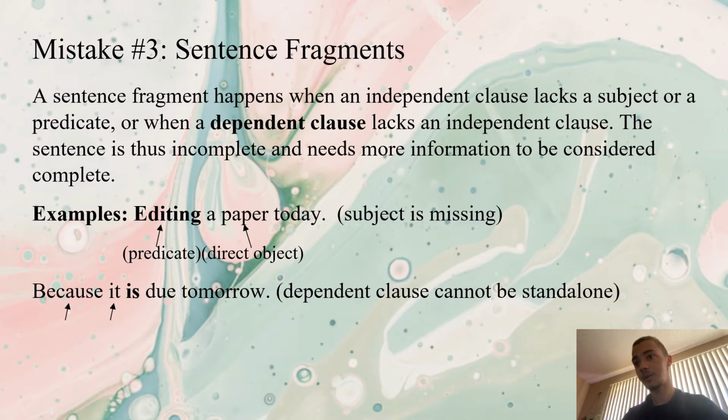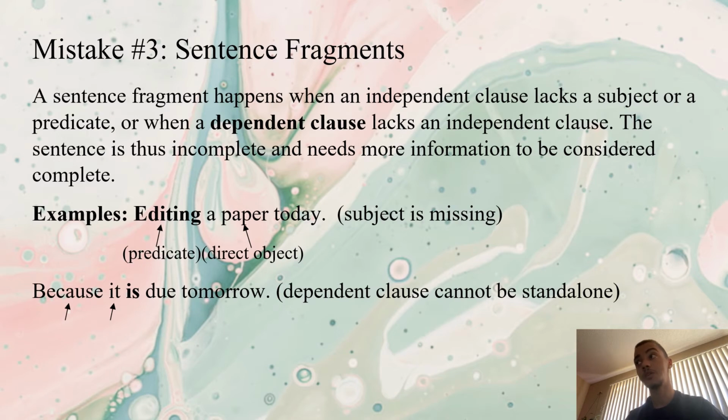The next example we have here, "because it is due tomorrow," is considered a dependent clause because you started it with a conjunction: because. Starting a sentence with a conjunction is generally incorrect. There's a few exceptions, but for the most part, it's incorrect. Dependent clauses cannot be standalone, so you're going to want to adjust the sentence so that it's correct.